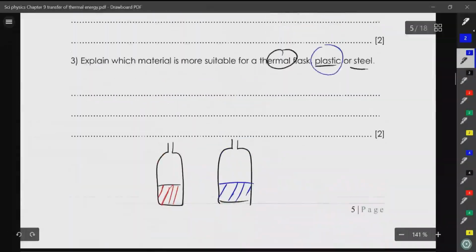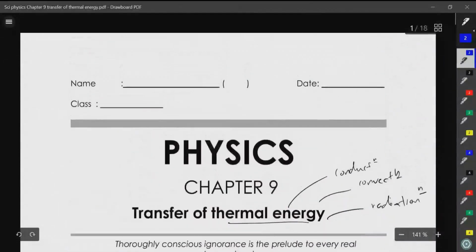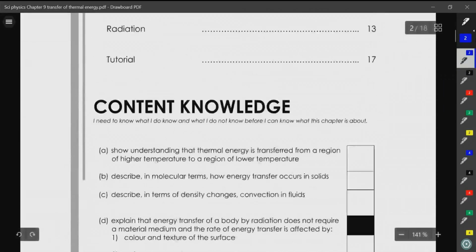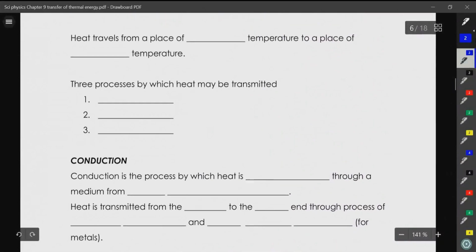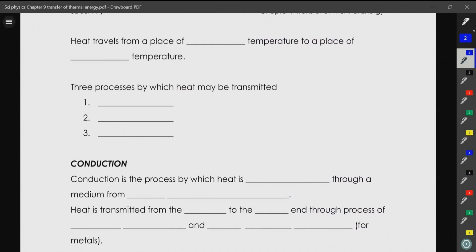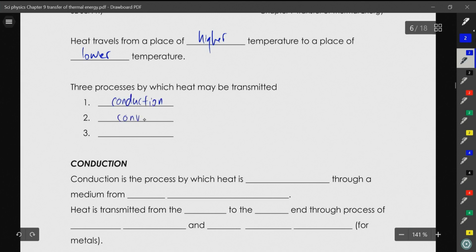Let's go to the main three areas that we are interested in this chapter: conduction, convection, and radiation, and they are the ways you use to transfer thermal energy. Before we begin, we have to go through some premises. Heat always travels from a place of higher temperature to a place of lower temperature. And it can be transferred in these three ways: conduction, convection, and radiation.